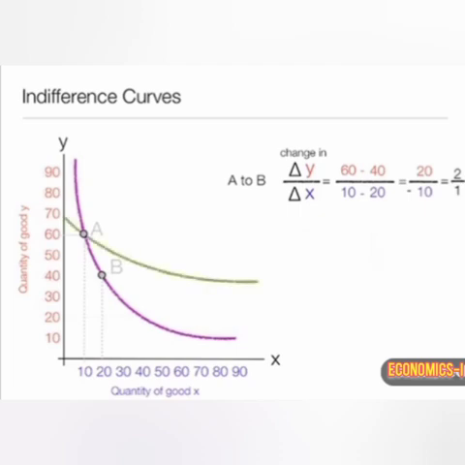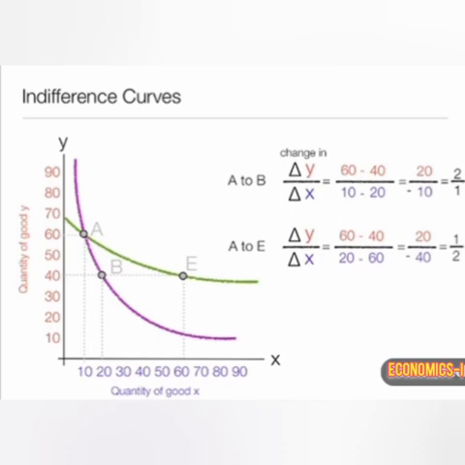Can we take another example to identify whether an indifference curve is in flat shape? What happens? I'll take here a green color indifference curve, it is flat shape. We will take A to E, another point on the different green color curve. Here the changes are: change in y is equal to 60 minus 40, which is 20. Change in x is equal to 20 minus 60, which is negative 40. Totally it is equal to negative half. In this example, y more than x. So this hypothesis is wrong.